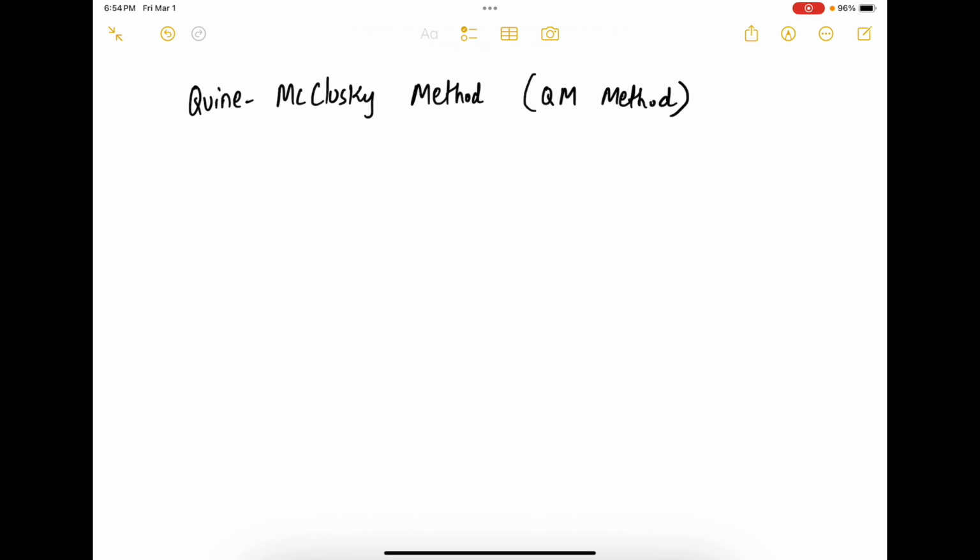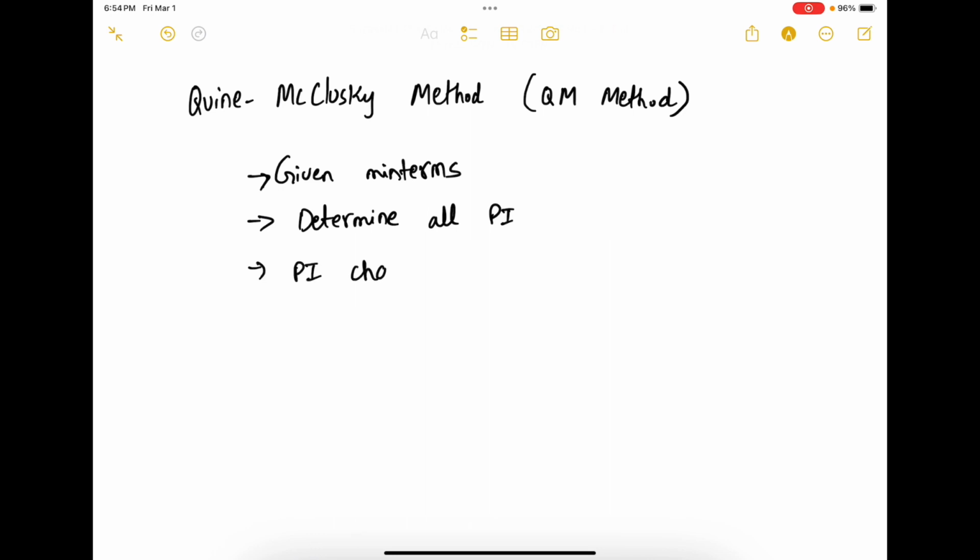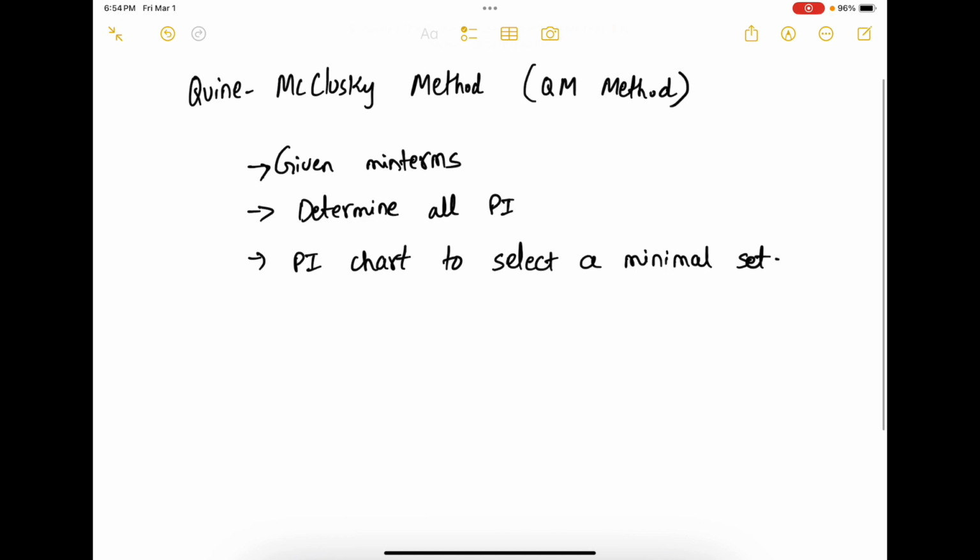In the Quine-McClusky method, you will be given minterms, just like in the previous case scenarios. Using the minterms, you need to determine all the prime implicants, and then finally you are going to use a prime implicant chart to select a minimal set of prime implicants. To understand how this method works, we have to take an example.